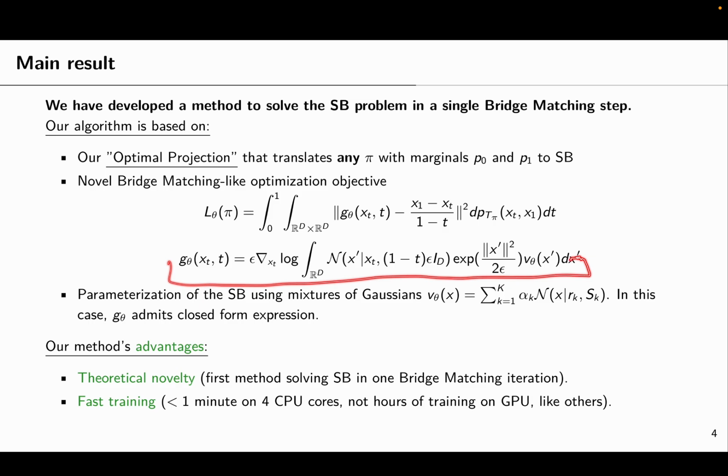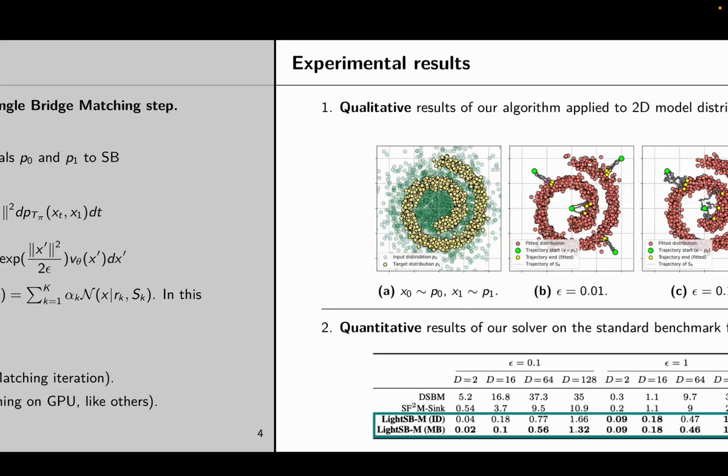It must be a gradient of the logarithm of an integral, and it can be parameterized solely by the energy function v theta, which in our case is a probability density function of a mixture of Gaussians, because in this case g theta admits a closed form expression. Our method's advantage is fast training. It takes from 1 to 5 minutes on CPU cores for all the considered setups.